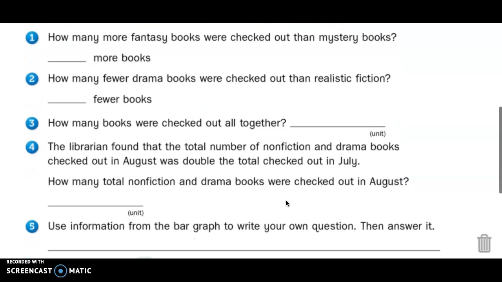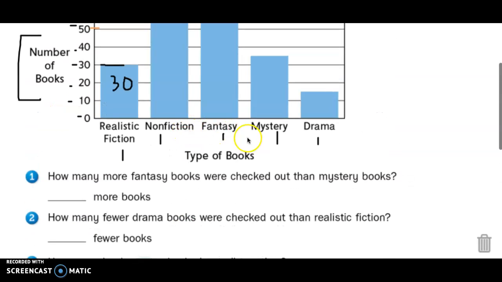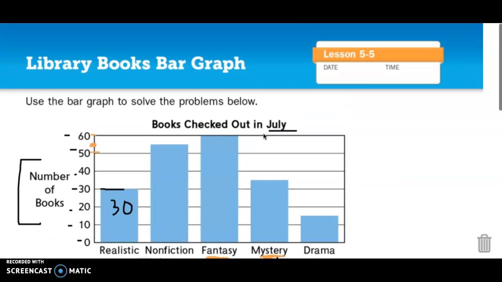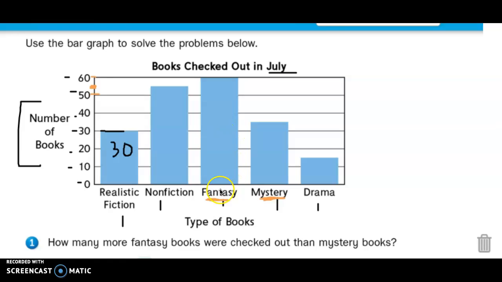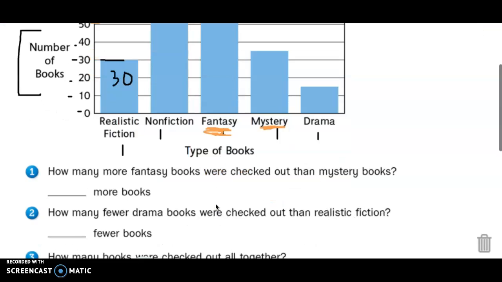Number 1 says, how many more fantasy books were checked out than the mystery books? Blank more books. So I have to find fantasy and mystery. So they want to know the difference. Once you put your number for the fantasy, how many there are, and the number for mystery, you need to find the difference. We know that fantasy has more books. How many more books does it have than mystery?